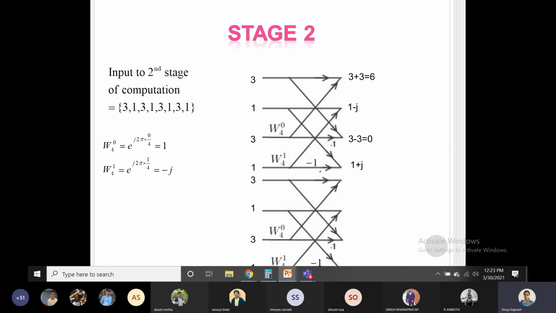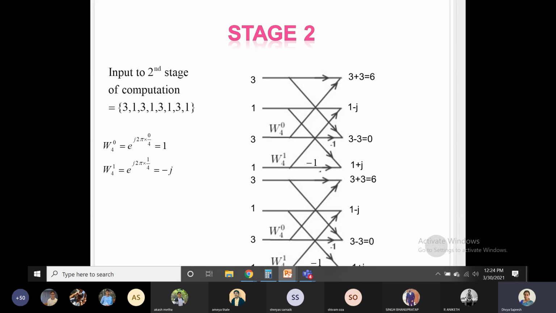The same thing will get repeated for the other 4 outputs, isn't it? 3 is coming here. The same diagram only, a replica is there. Since the inputs are 8, we need to take the same. So the next outputs also will get repeated: 6, 1 minus j, 0 and 1 plus j. I hope everyone understood this. So all of you try to see, this is minus, the twiddle factor. I just copied it, and at that time that minus 1 disappeared.